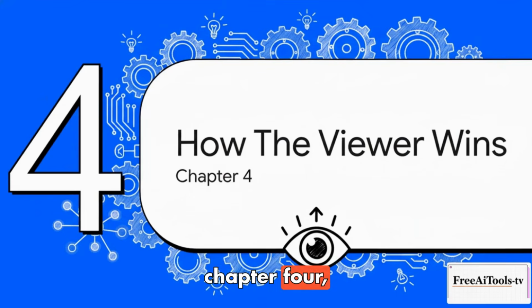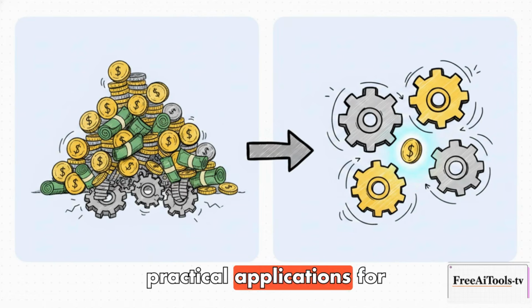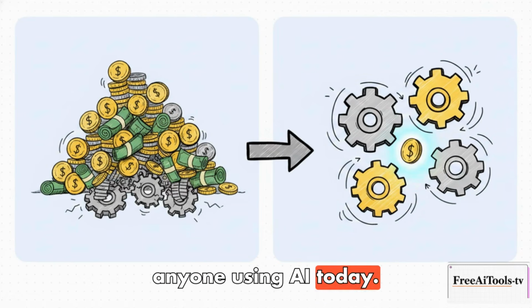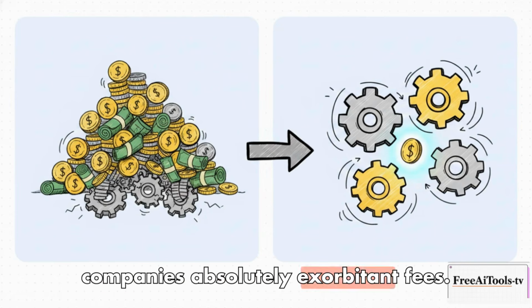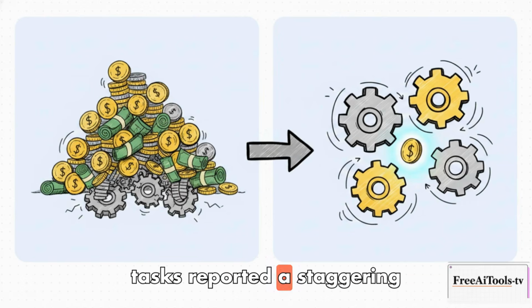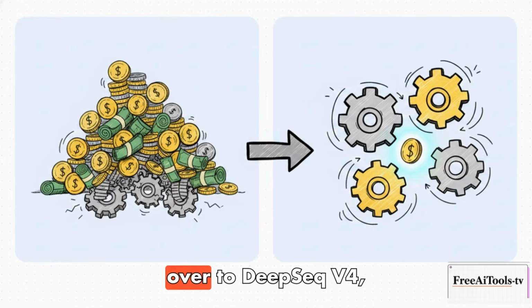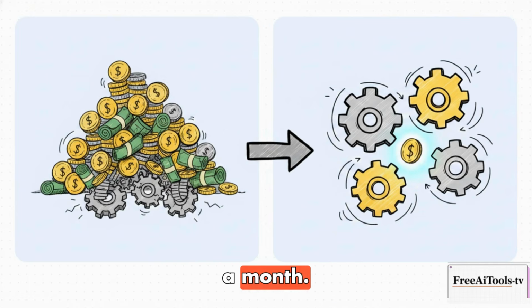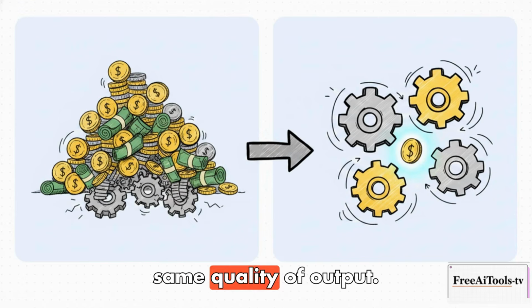Okay, Chapter 4, How You Win. Because this has immediate, real-world, practical applications for anyone using AI today. Right now, so many developers are paying proprietary AI companies absolutely exorbitant fees. Case in point, one developer running automated tasks reported a staggering monthly API bill of $6,000. But by switching those exact same workflows over to DeepSeek V4, that bill plummets to roughly $500 a month. That is a game-changing reduction in overhead for the exact same quality of output.